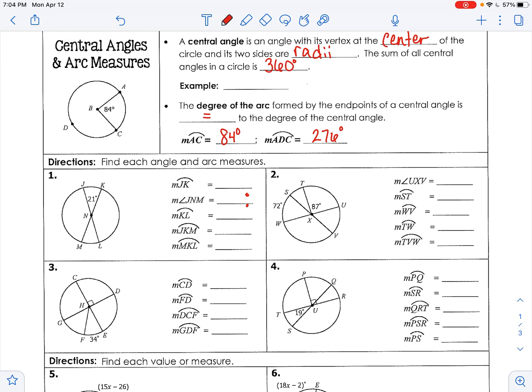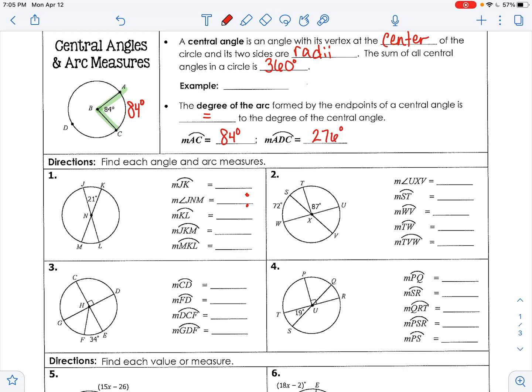So the most important thing to know is that a central angle is an angle with its vertex in the center of a circle. Like here you can see central angle ABC. Its vertex is center B, or the center of circle B. The nice thing about central angles and arc measures is they are exactly the same measure. So if this central angle is 84 degrees, the arc it intercepts is also 84 degrees.